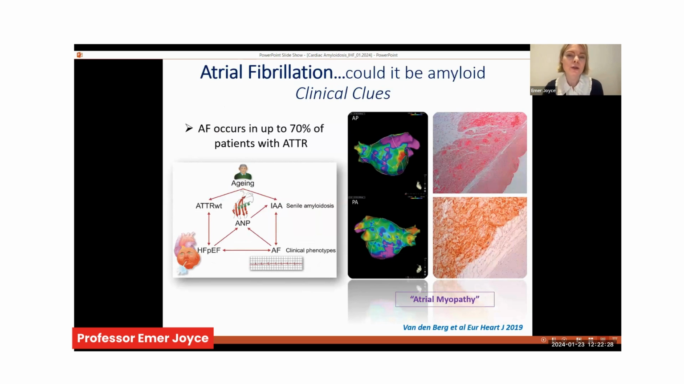AFib, as we said, could it be amyloid? It's very common in TTR amyloid. So we do need to consider it.